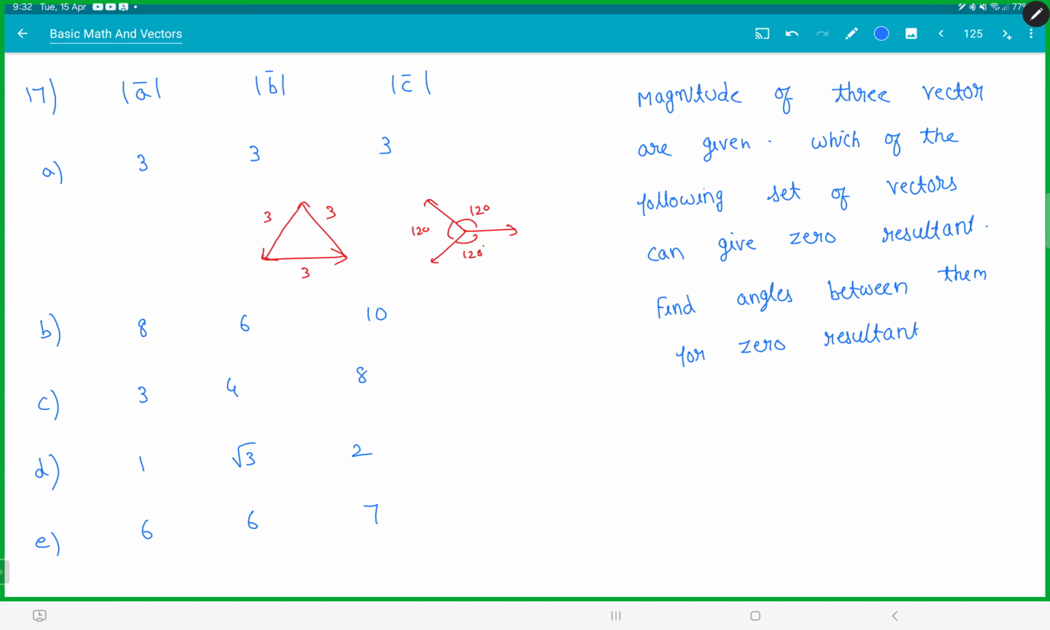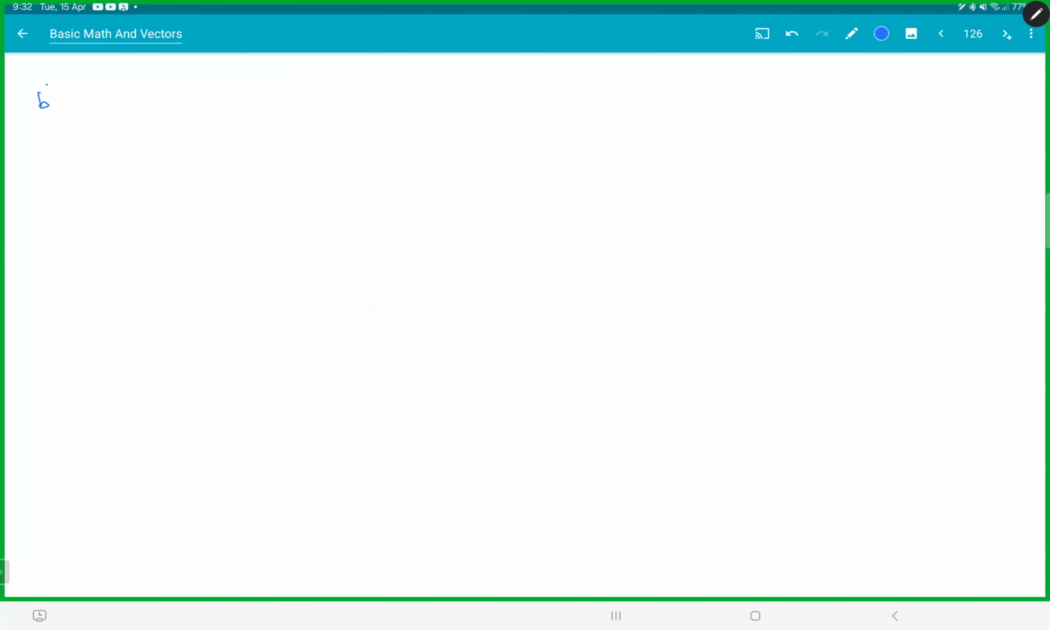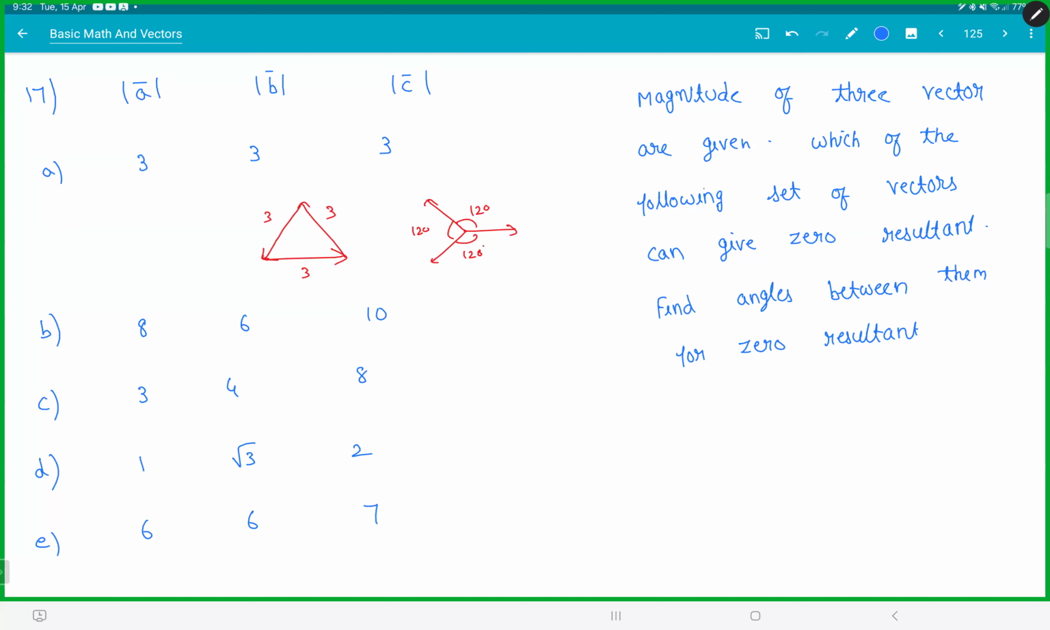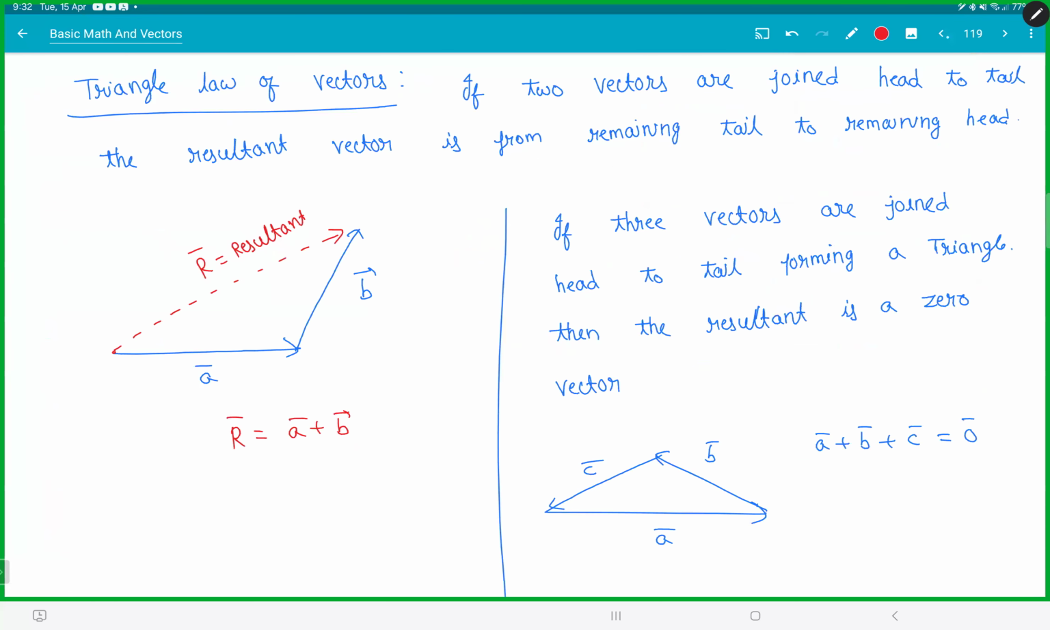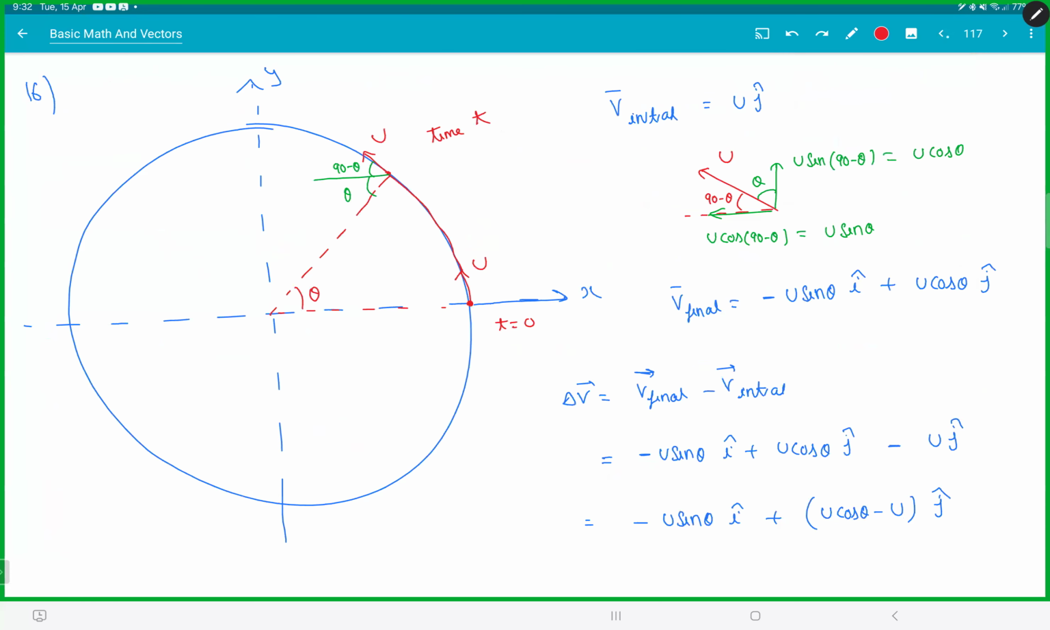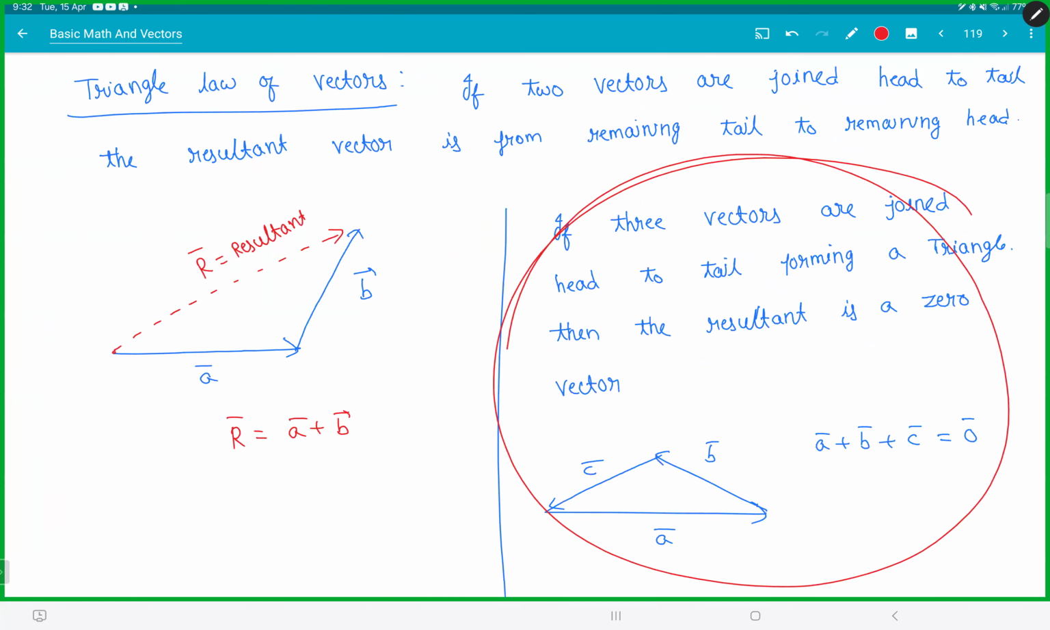8, 6, 10. So now, first of all, how do you know something is forming a zero vector? So this is the statement there. Remember, we wrote this statement here: if 3 vectors can form the sides of a triangle, then you can get a zero vector.